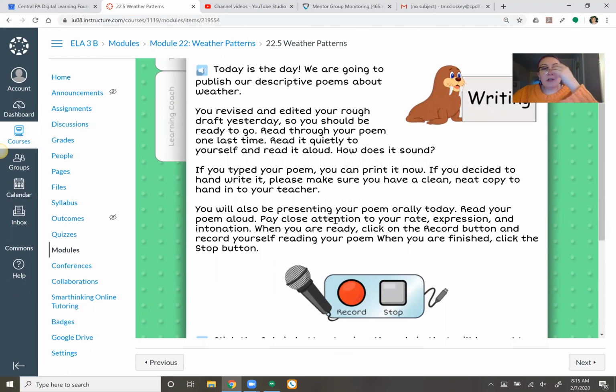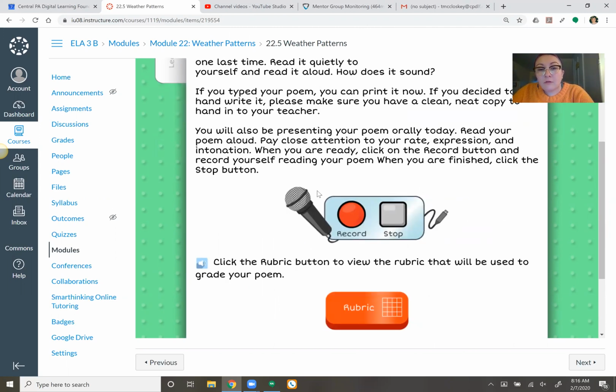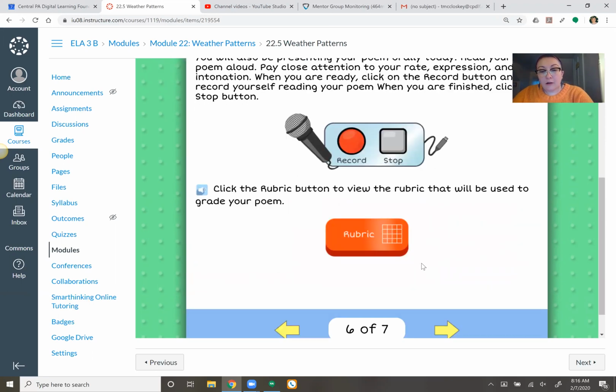Writing, today is the day that you're going to publish your poem. So yesterday you revised and edited your rough draft. It should be totally ready. So you're going to submit the copy, either Google Doc or handwritten, however you did it. And you're also going to record yourself. This recording thing does not work. So please use your recorder on your computer or have mom, dad take a video of you on their phone and have them text it to me. And there's a rubric here to show you how you're going to be graded.